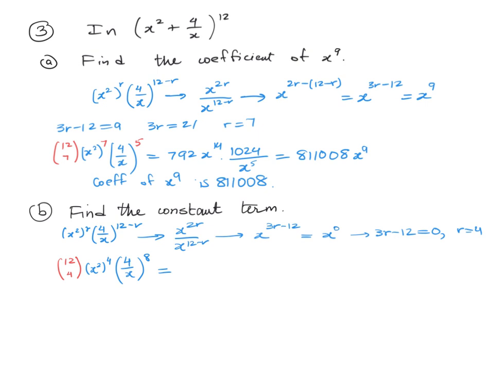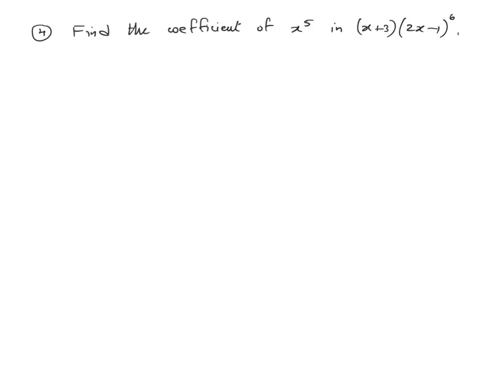Now, 12 choose 4 turns into 495, and then x squared to the 4th is x to the 8th, and then 4 to the 8th is 65536, and then over x to the 8th. And of course, the x's will cancel, which is what we wanted. And this gives us 32,440,320. And of course, this already is the constant term because there's no x in it, so I don't have to change the way I write my answer to talk about a coefficient. That is the answer.